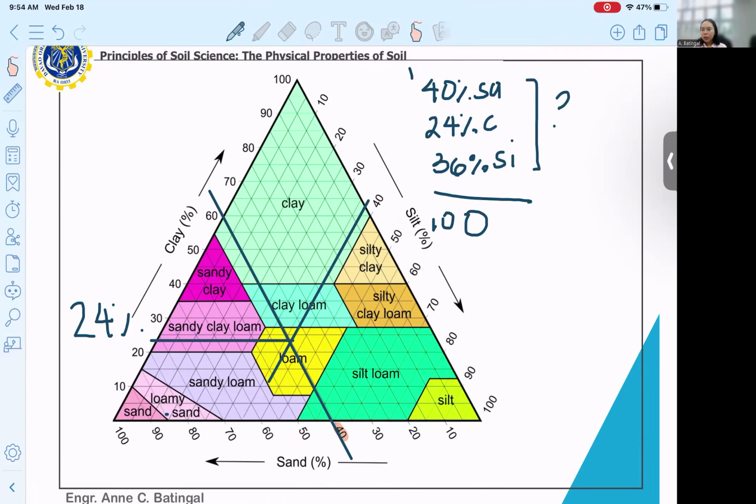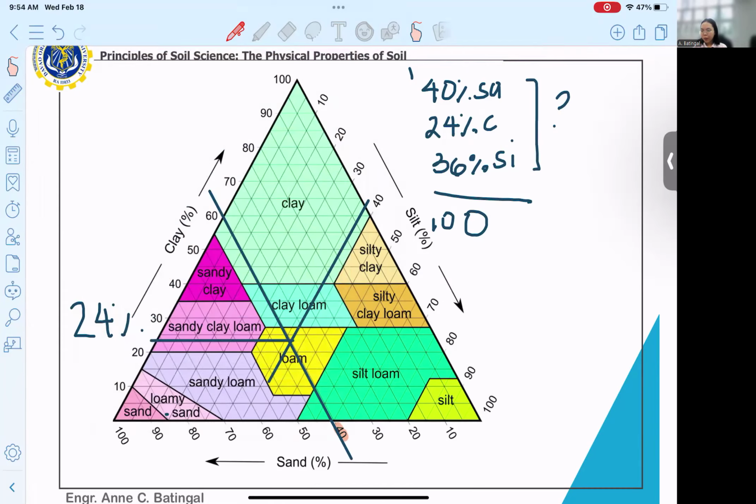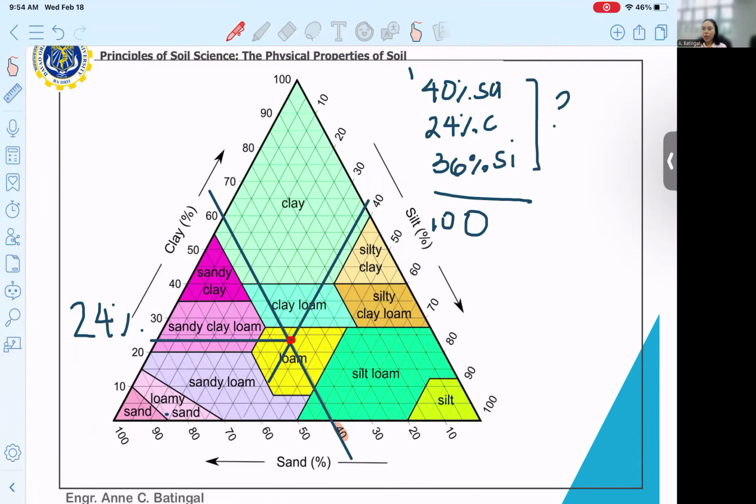So, ang point kung asa magtagbo ang imuhang soil separates mao to siya ang soil texture sa imong soil sample. So, asa man sila nagtagbo? Nagtagbo sila sa imong loam. So, pasabot, kani nga soil is loamy ang iyahang soil texture.